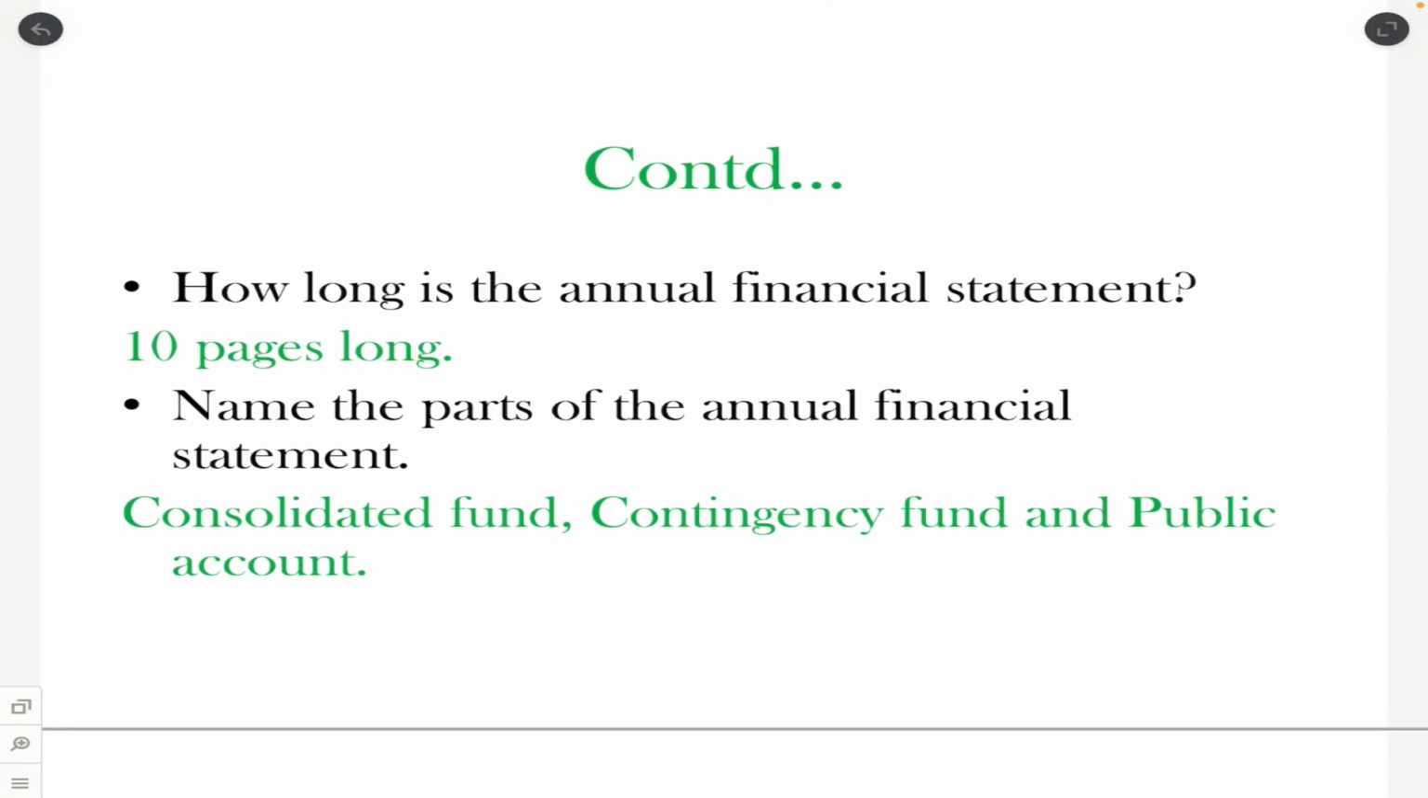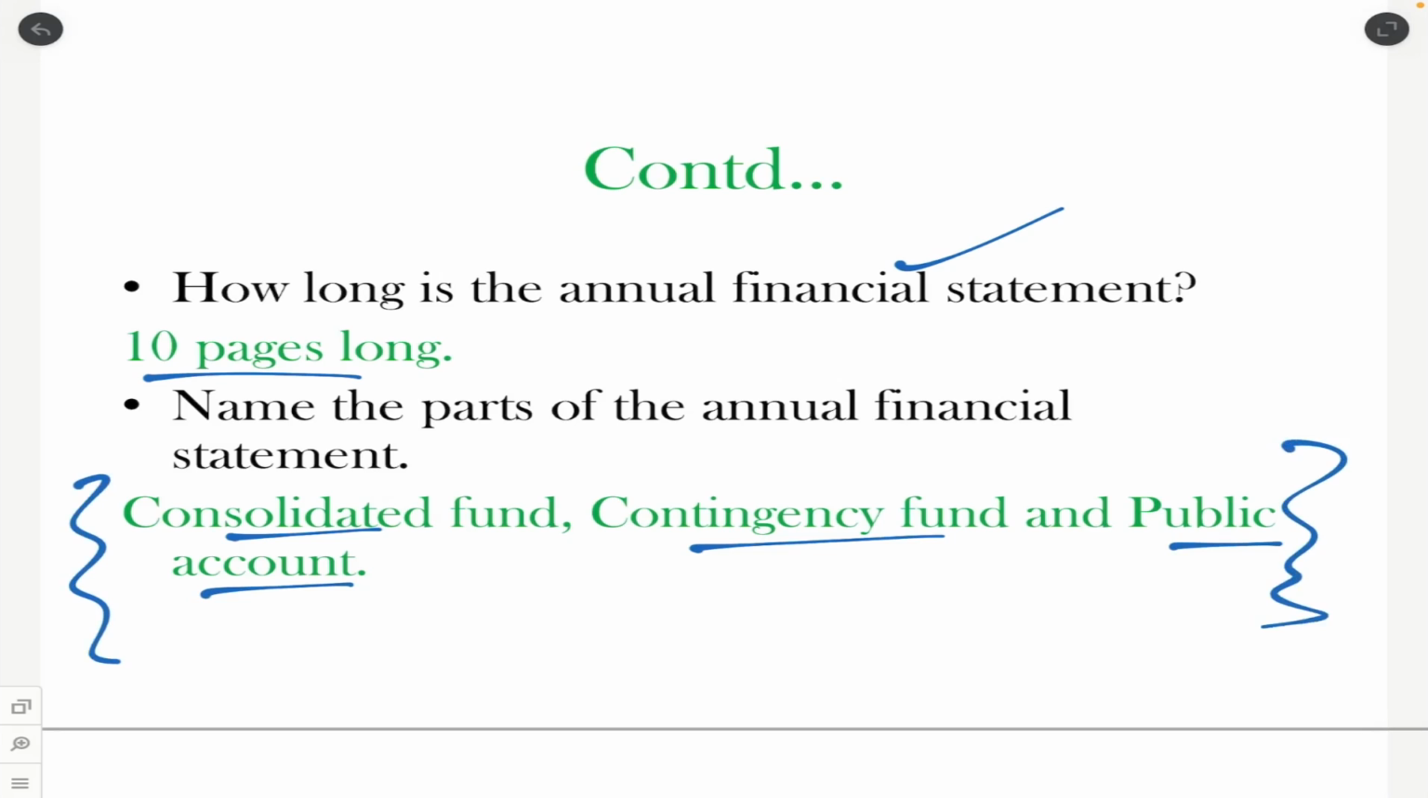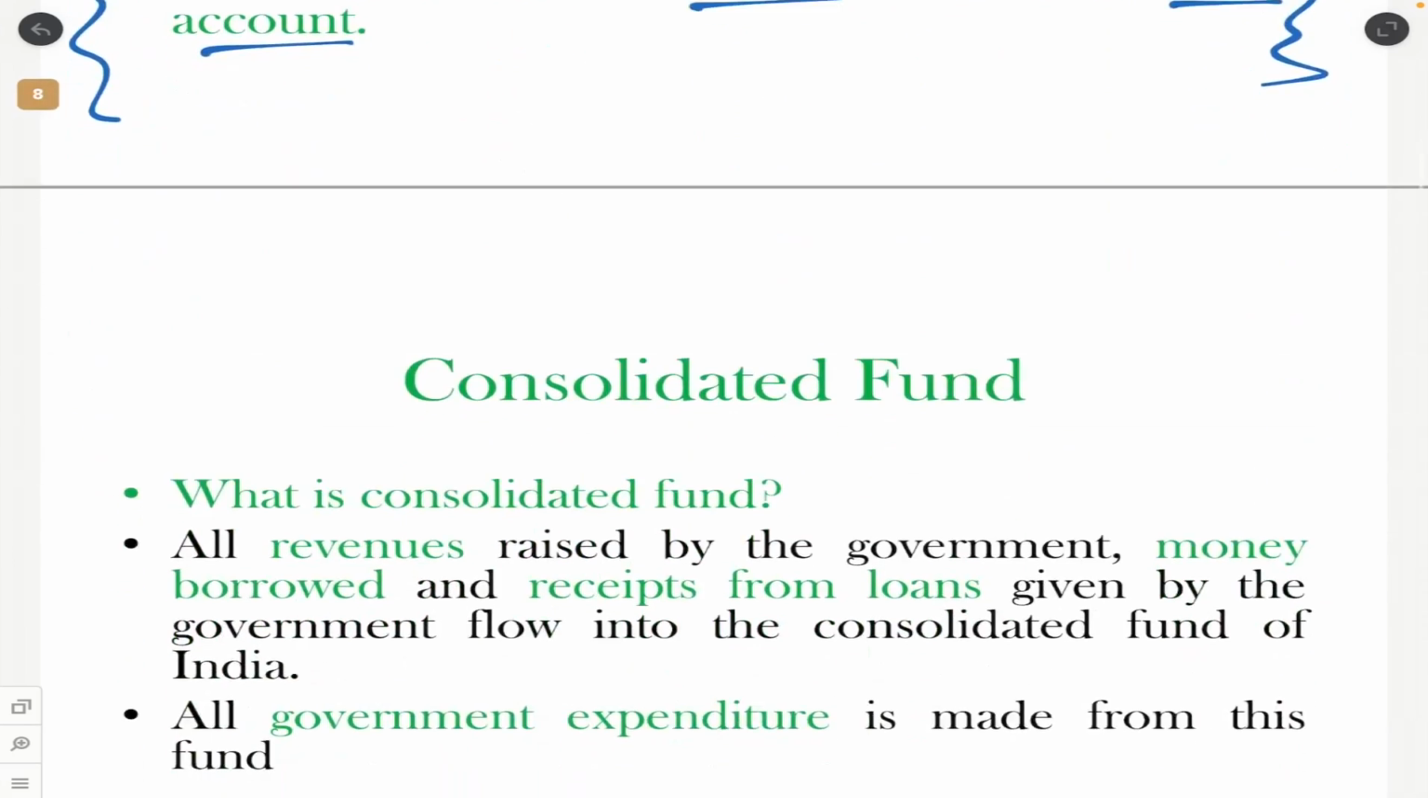Right, so let's continue our discussion on the annual financial statement. How long is it? It is around 10 pages long. In 10 pages, the finance minister would cover all the receipts and expenditures that the government has incurred. Name the parts of the annual financial statement. There are three important parts: the first one is the consolidated fund, the second is the contingency fund, and the last one is the public account. These are the three important heads that one would find in the financial statement. So first question, how long is it? 10 pages. And which are the important parts? Consolidated fund, contingency fund, and the public account.